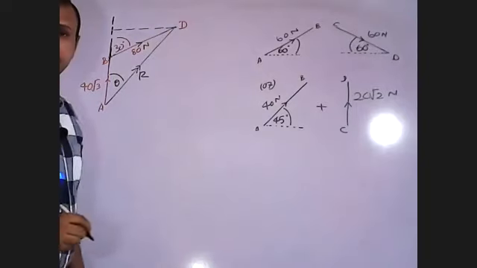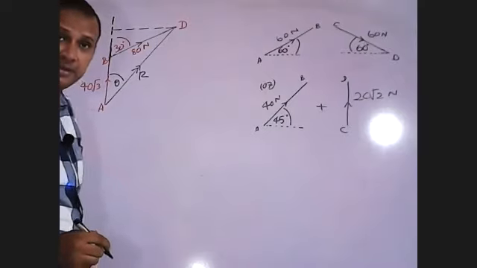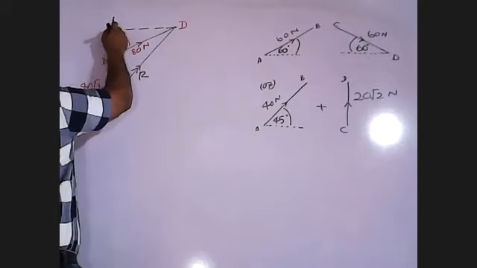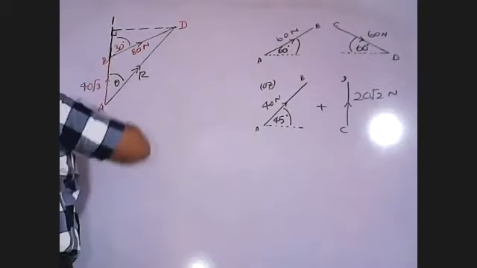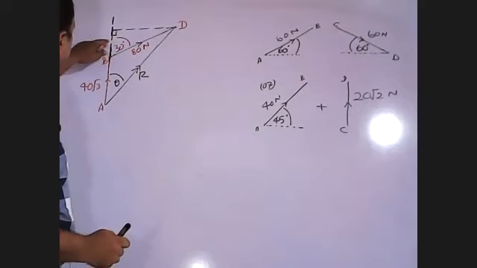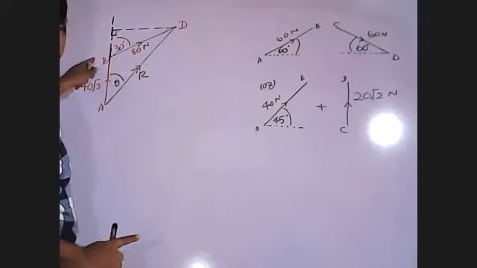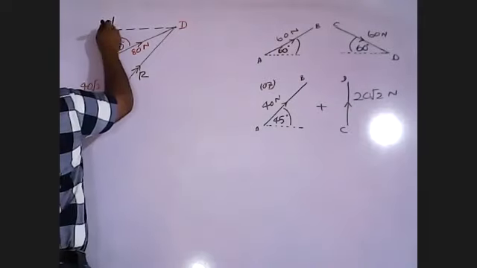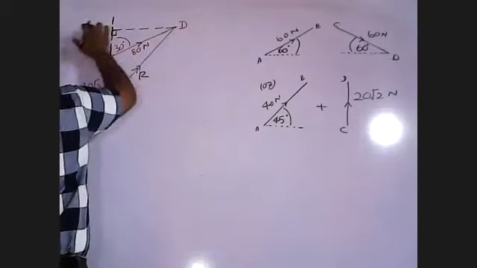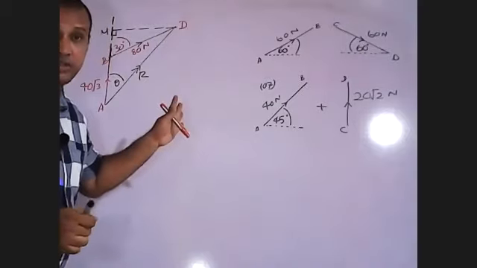The reason why I did the thing, because if I draw a perpendicular line, then I will have two right angle triangles. What are those? Suppose this is M, BMD and ADM. Those are the two right angle triangles according to this construction.